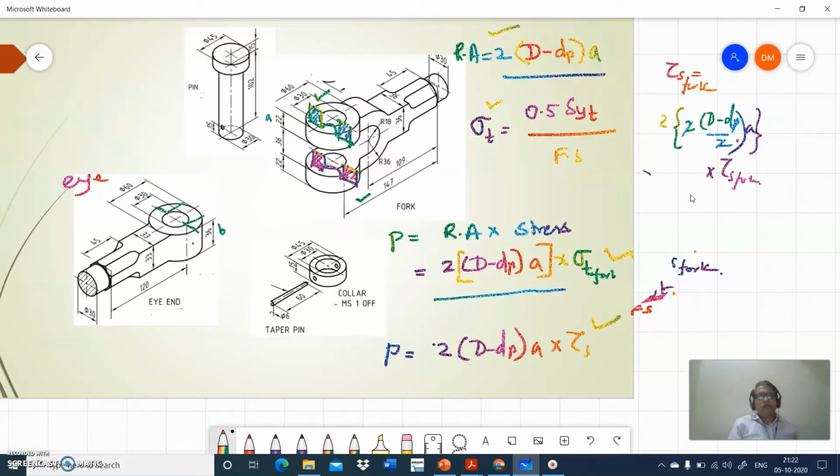So if I consider these two, tau s is less than sigma t. Hence, first you have to design for shear, and then go for designing for tensile. Just put the values here, because you already know D, dP and A. Put that value here and find what sigma t is. That is called the induced stress. You have to find the induced tensile stress, and that should come less than sigma t allowable. What is sigma t allowable? It's nothing but this one. If it is greater than that, then we have to find the dimension A based on tensile. So this is how we have to design the fork in shear as well as tensile.